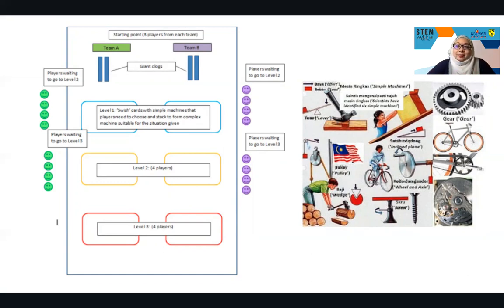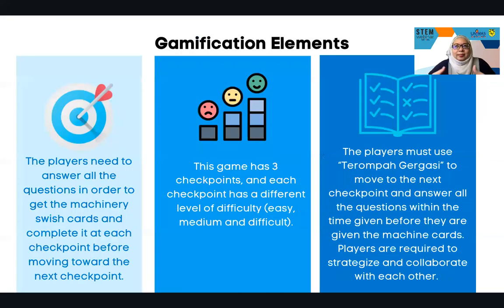So the topic that they are asked to learn is actually to learn about simple to complex machines. A lot of students seem to have problems understanding what is tuas. How does a bicycle work? What kind of parts does a bicycle have? All these things have been highlighted by the content teachers.